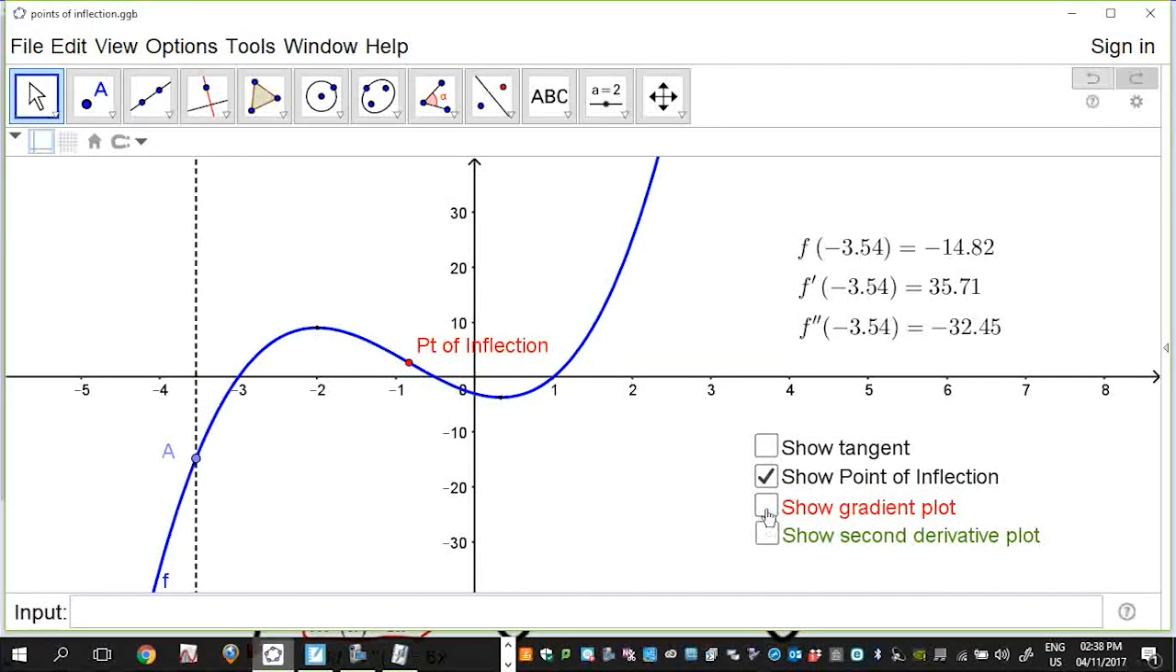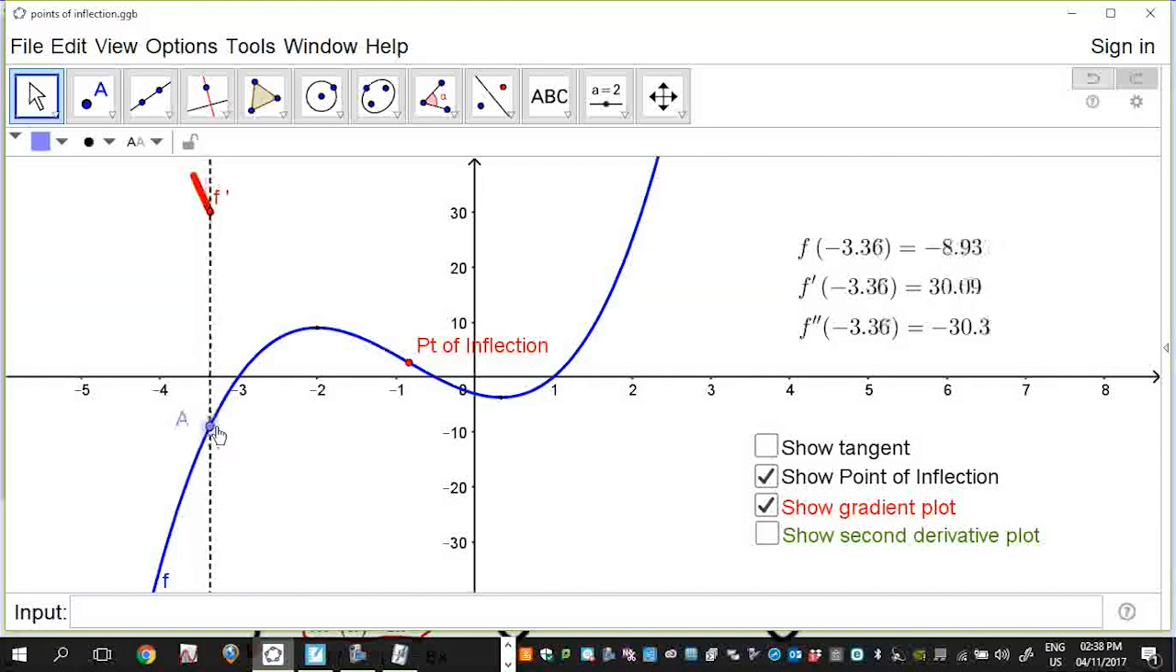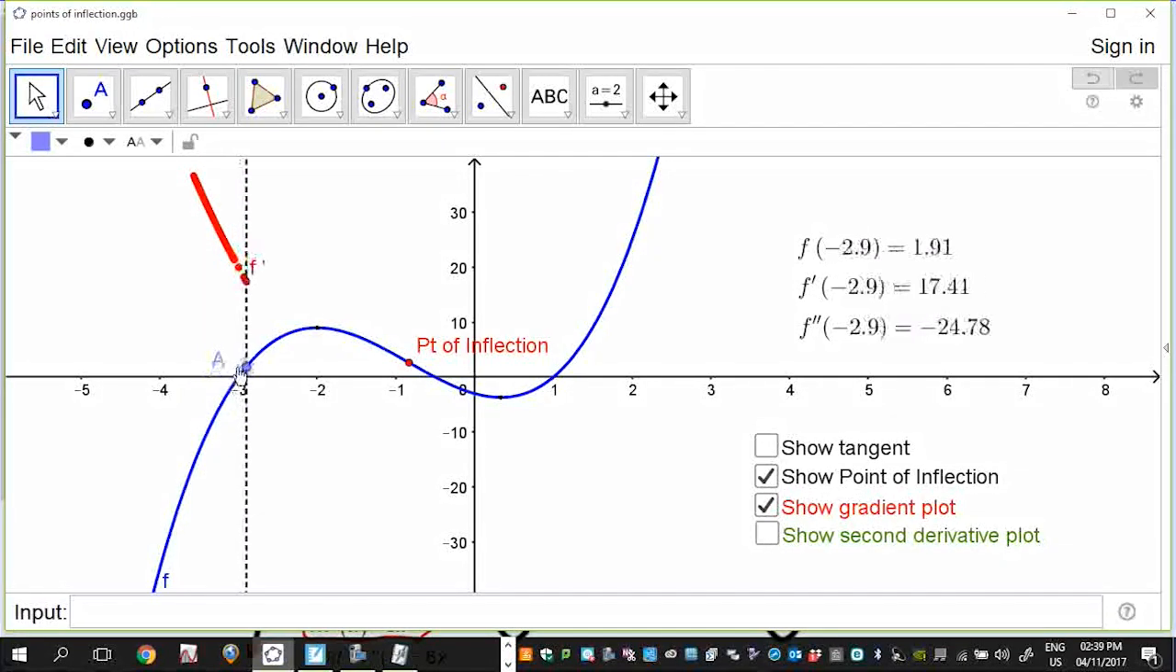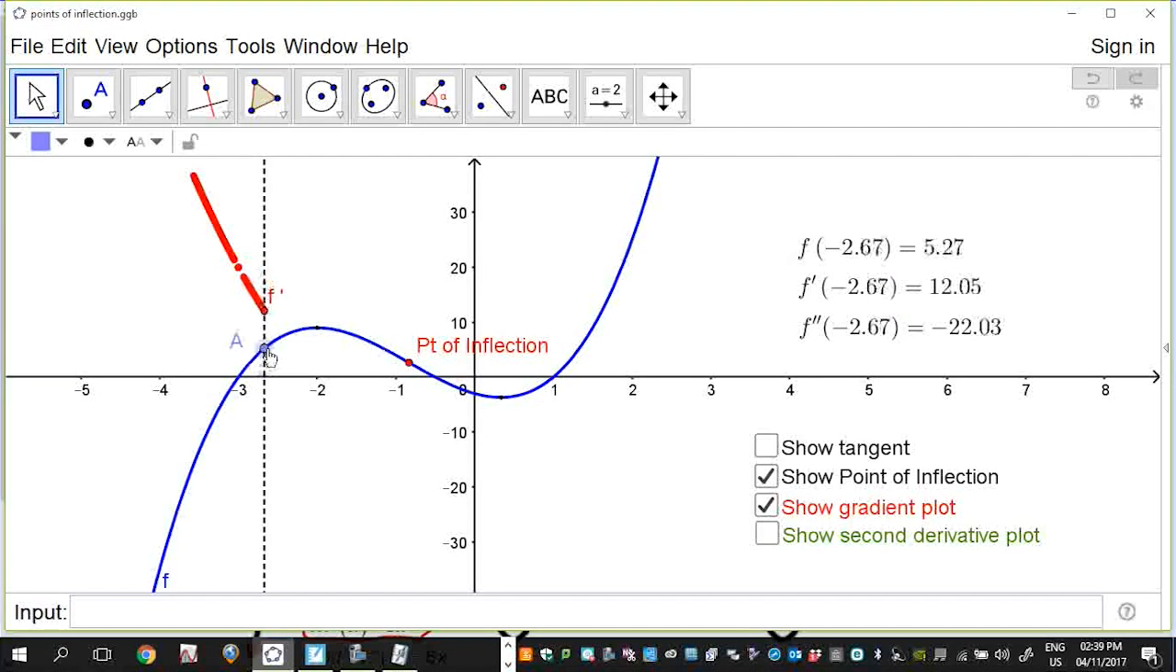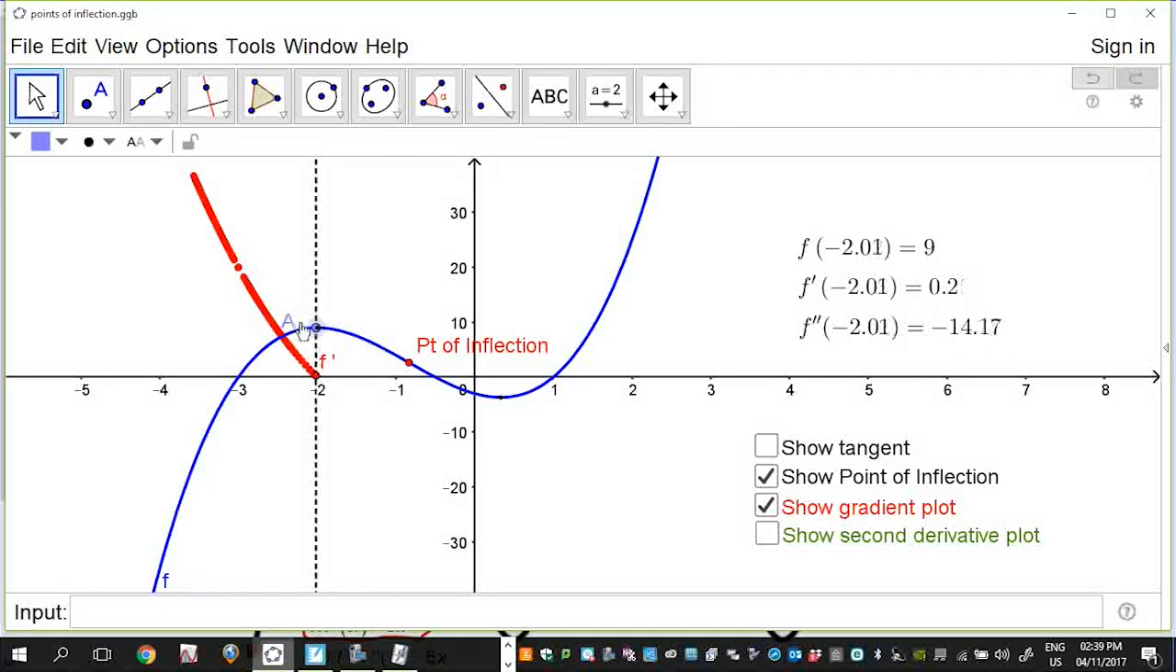Okay, the last thing I'm going to do here is show the gradient plot. As I move along, the red dot coming down from the top represents the gradient of this blue curve at any given point. So I'm going to trace that point as I move along. Notice that the gradient is positive. The red graph is above the axis, but it is decreasing, and that's because we're on a concave down piece of curve. Notice that the gradient is getting closer and closer to 0, and it is 0 at the turning point.